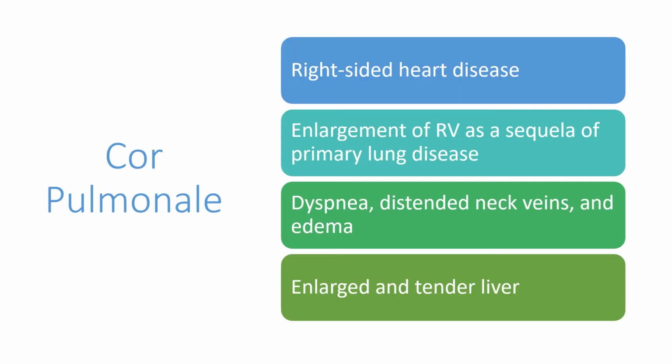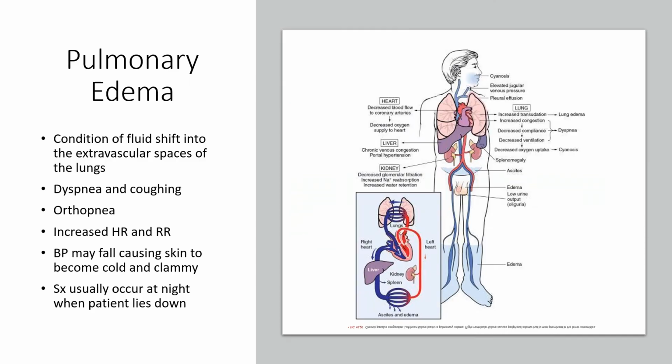Cor pulmonale is also known as right-sided heart disease, and this is a sequelae of primary lung disease, which results in enlargement of the right ventricle. And again, with right-sided heart failure, the patient may have difficulty breathing. You may see those distended neck veins and peripheral edema. Also the hepatosplenomegaly phenomenon happening.